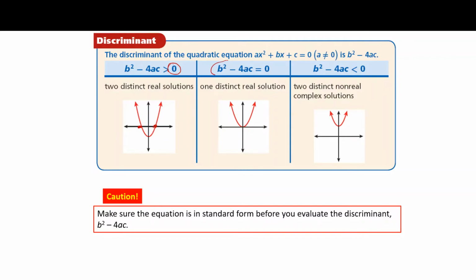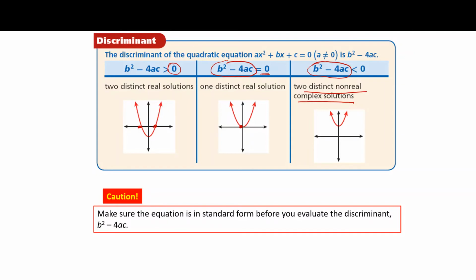If I have b squared minus 4ac is equal to 0, that means it's only going to hit 1 point on my x-axis. And if I have b squared minus 4ac is less than 0, that means it's a negative number. Then that tells us that we're going to have 2 distinct non-real complex solutions. All right, and our parabola is going to be up above like this.